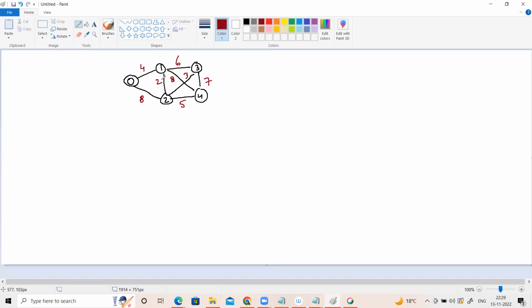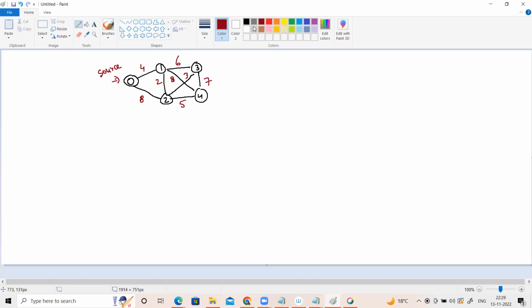Okay. So we have to find out, from the source, the minimum cost for every node. And we discussed how we have done that.